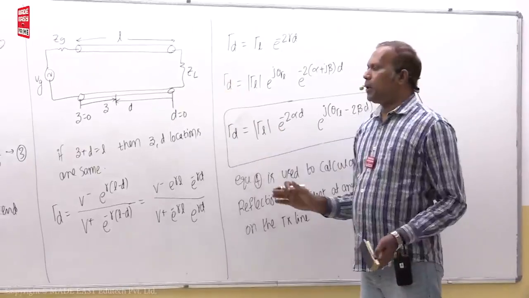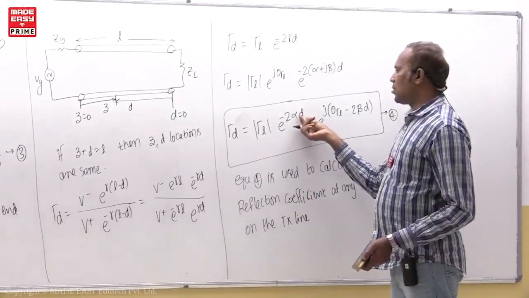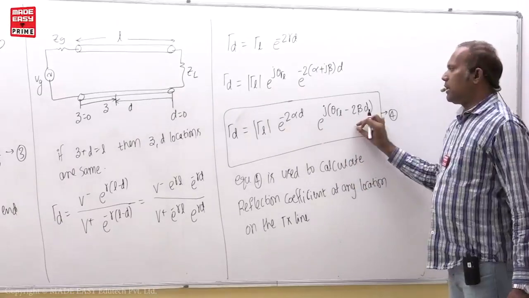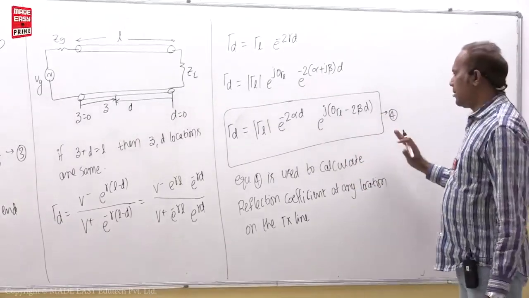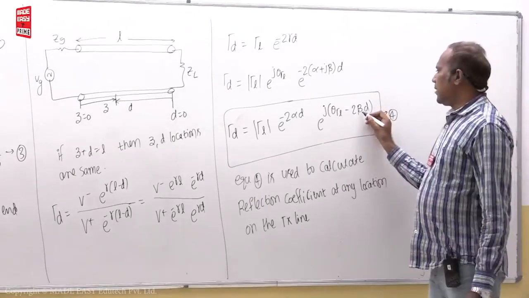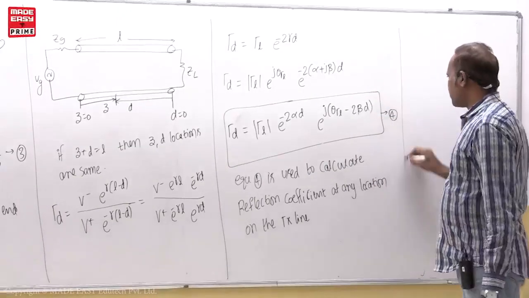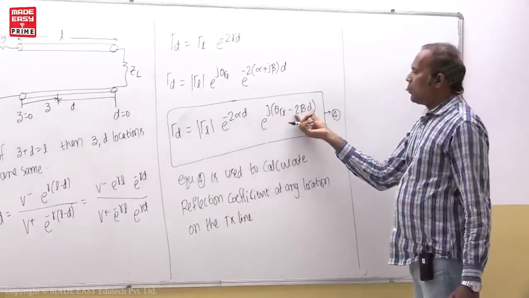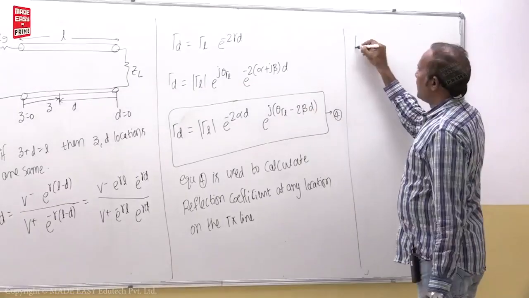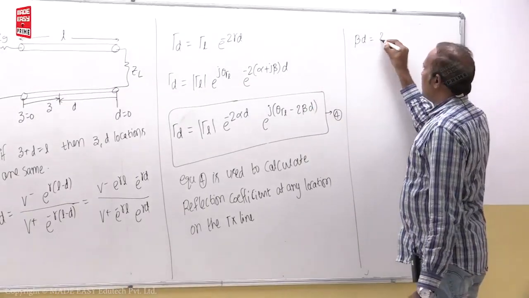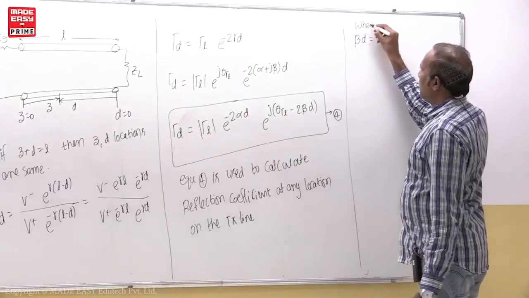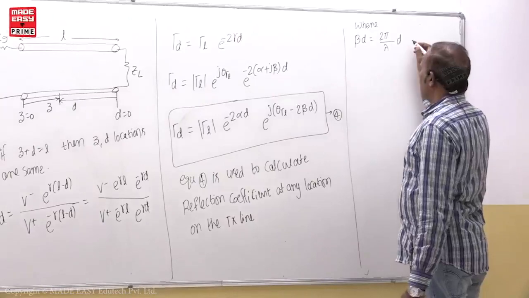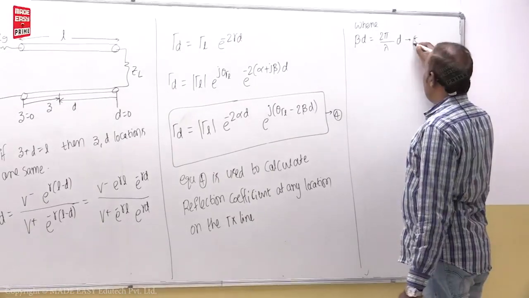For example, what is the input reflection coefficient? For that you have to substitute small d equal to L, the total length of the transmission line. This is a very, very, very important formula, student. This is the most important formula. So here beta into d is actually a phase. You want this phase, no? Beta into d, where beta is 2 pi by lambda, into d. Let us say this is equation 5.